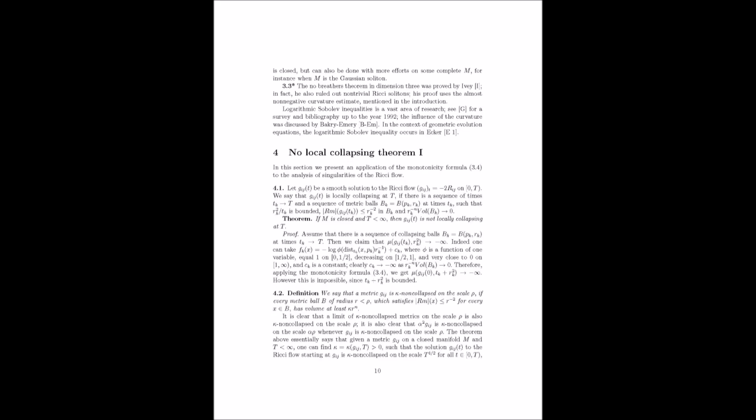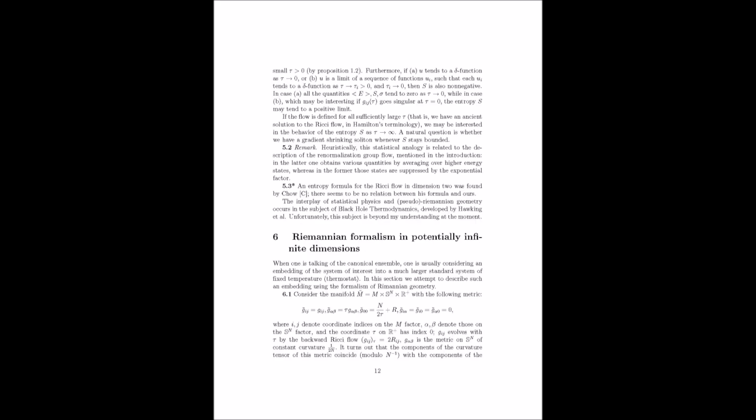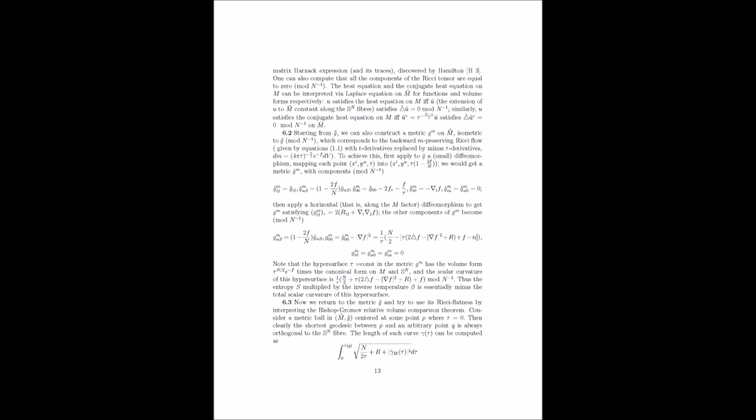In dimension 3, one of the most important examples is the round shrinking sphere. As its name suggests, it's a sphere whose radius decreases uniformly over time until it collapses to a point. Another important example is the round cylinder, which maintains its shape while its radius shrinks to 0. So these are like the building blocks of ancient solutions in 3 dimensions.